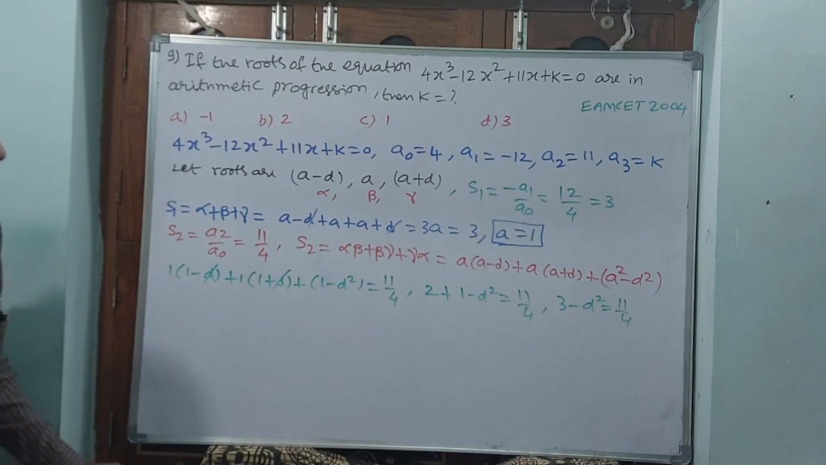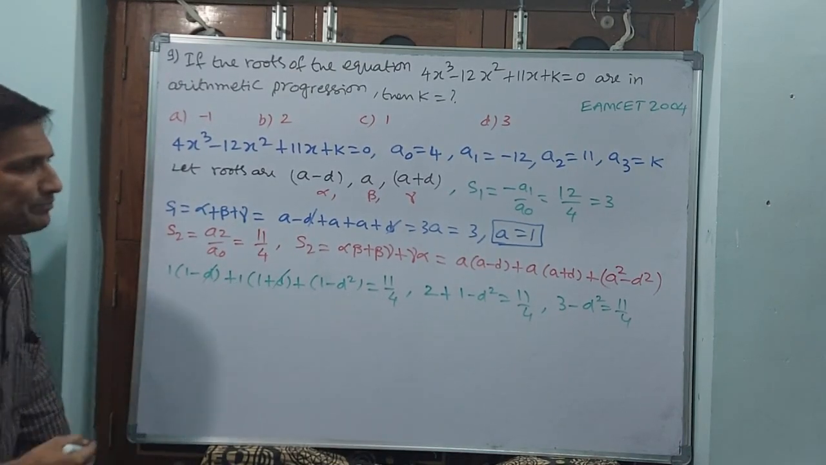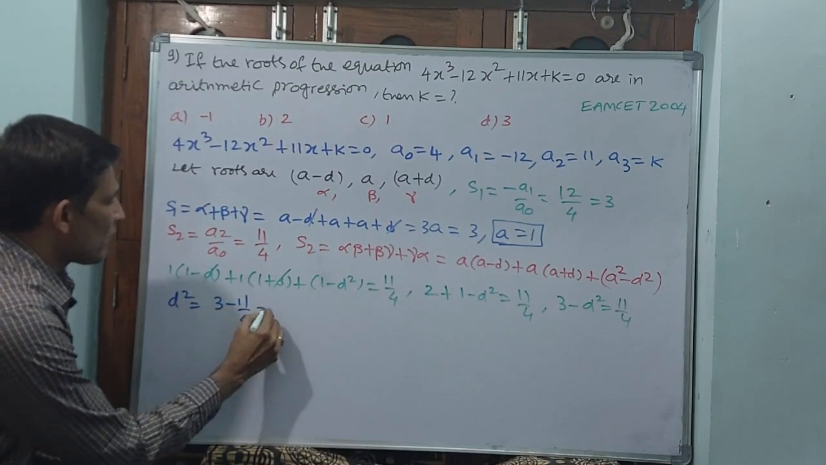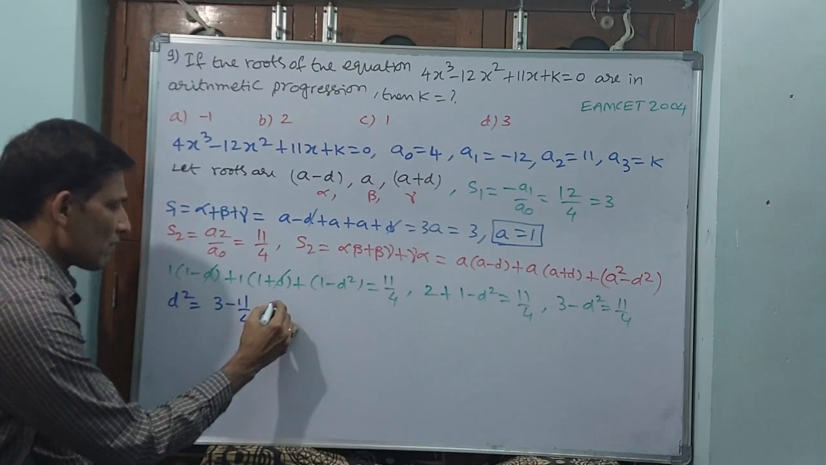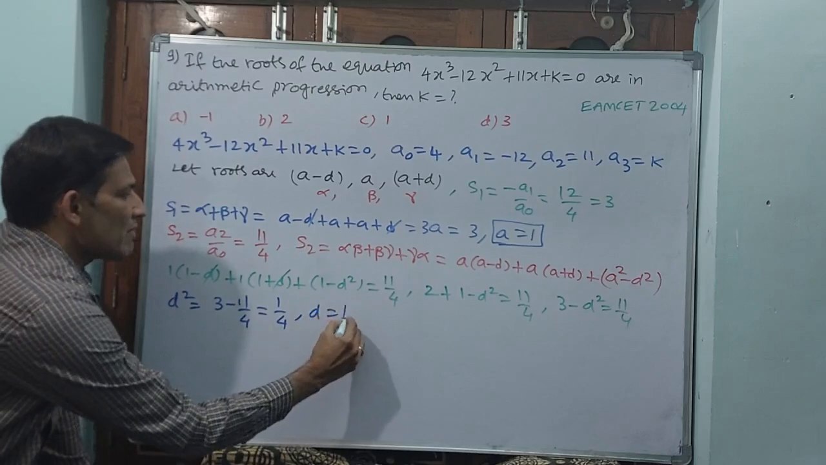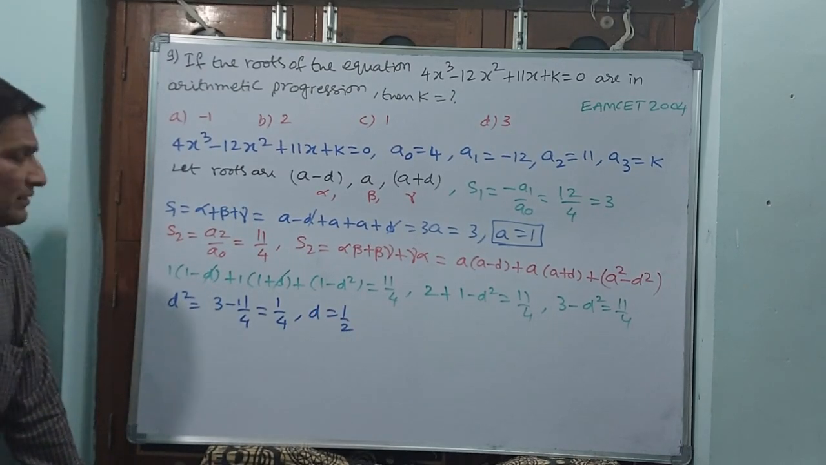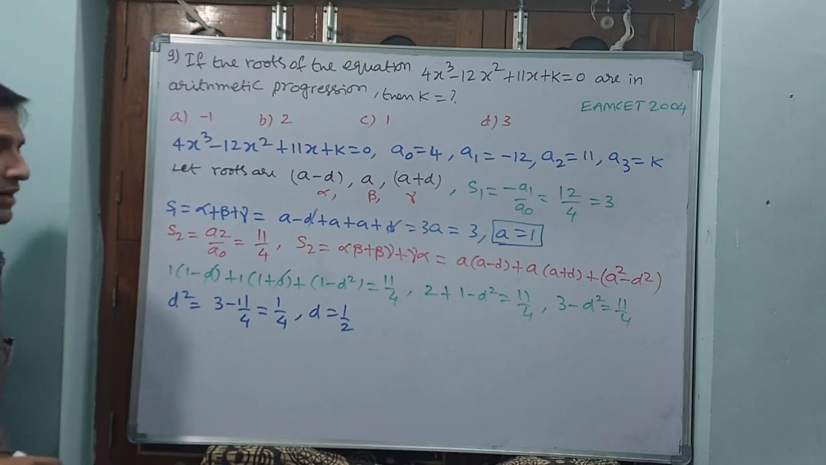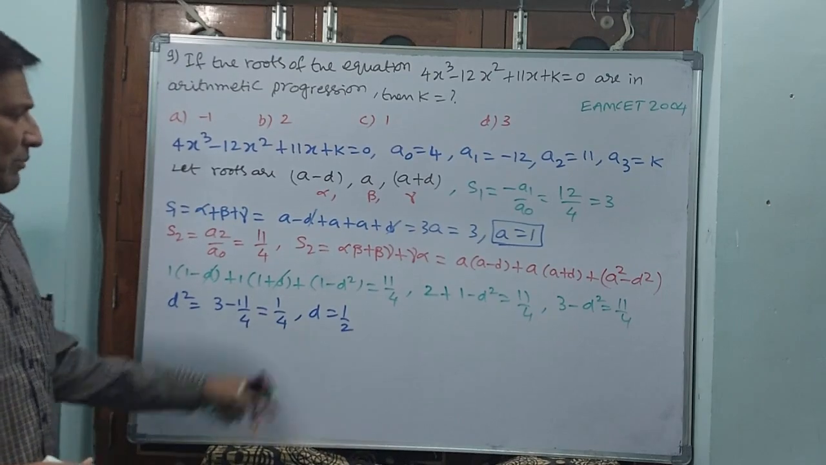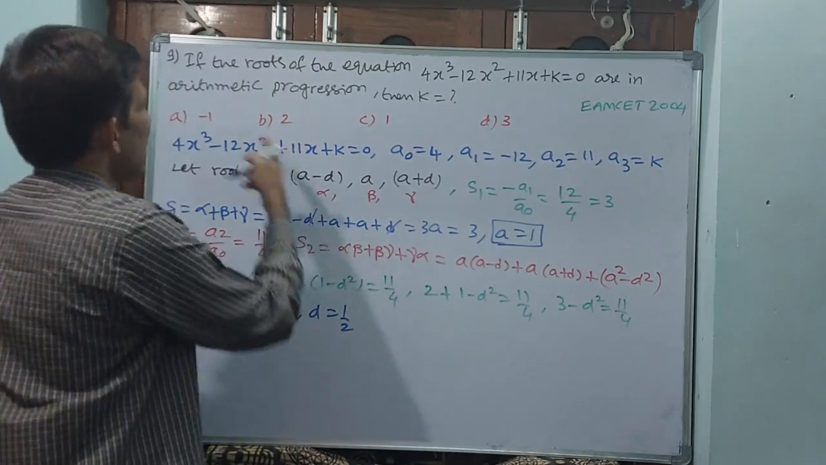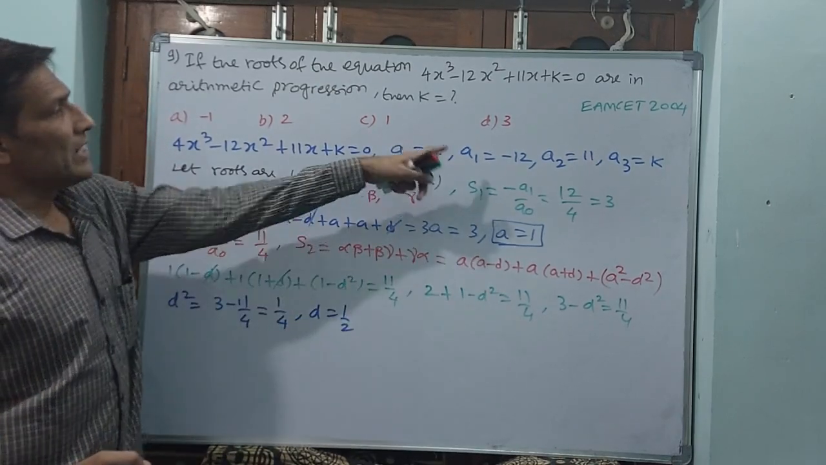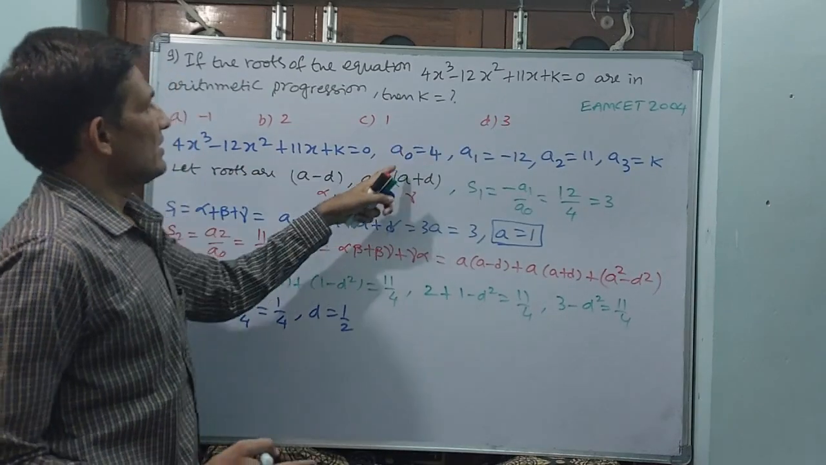3 minus D square. D square you can find. Can we find D? I don't know. Let us try. D square is equal to 3 minus 11 by 4, 12 minus 11, 1 by 4. Whenever D square is equal to 1 by 4, then D will be 1 by 2. Shall I take like this? If at all D is 1 by 2, shall we go for S3 also? Or shall we conclude here only? Let me see. Well, because the answer is here only, let us see what will happen. Whenever D is 1 by 2, then A3 is what? A3 is K.